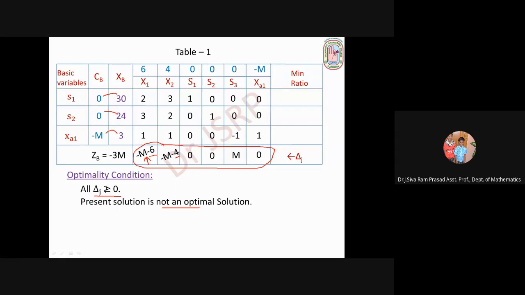Okay, right. So that means we have to improve the solution. So that means we have to find another basic feasible solution. How do you find another basic feasible solution? By replacing one of the basic variables by a non-basic variable.